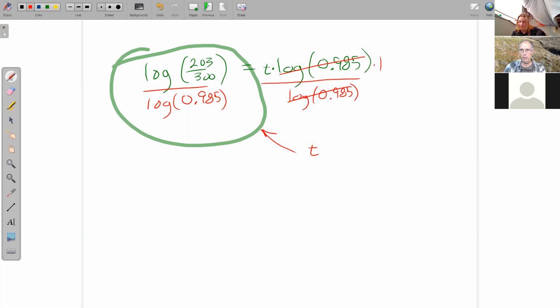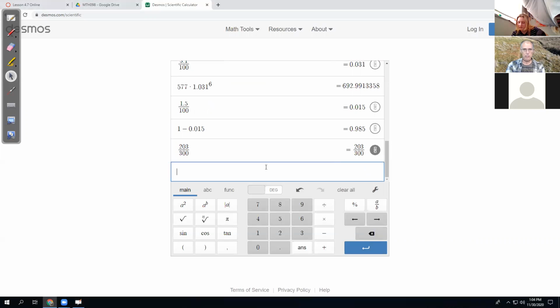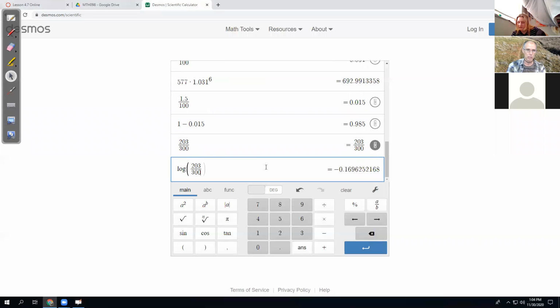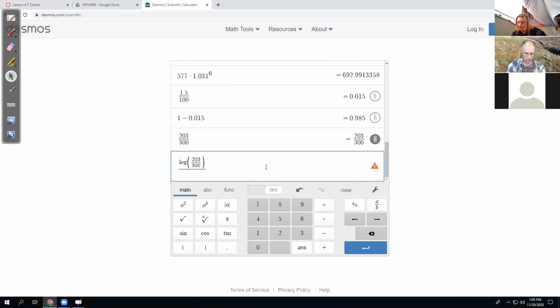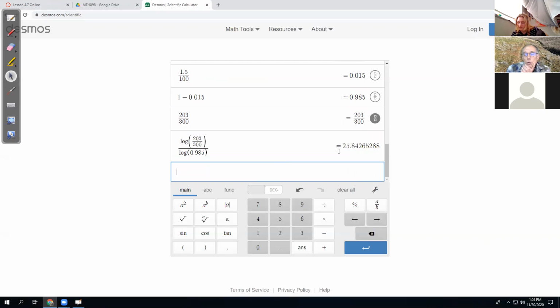So now we just carefully plug it in, and if you could play along and see if I get this right. New line in Desmos, log, parentheses, 203 over 300, close parentheses in the right spot, then divide by the log of 0.985. I think I typed that right. I'm getting almost 26 years when I calculated that.